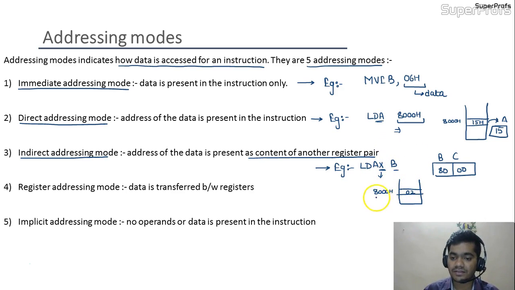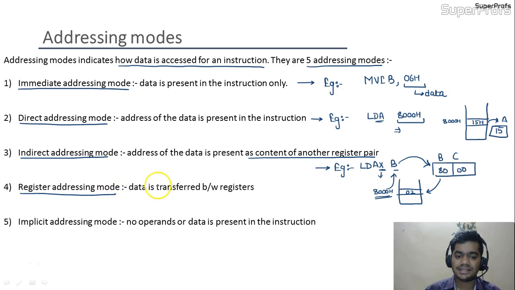So instead of giving this 8000H directly in the instruction, we give the address indirectly by giving a register pair which contains the address of the required data. So this is known as indirect addressing mode.